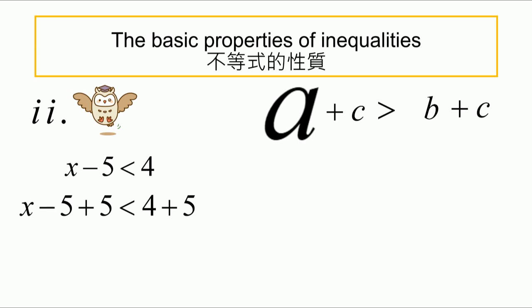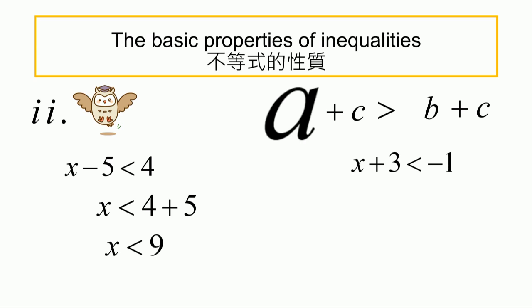Or we could do the moving of terms, which is moving the negative 5 to become a positive 5 on the right side. Whether we use the balance method or the moving of terms, x remains on the smaller side. Finally, we would get x less than 9.